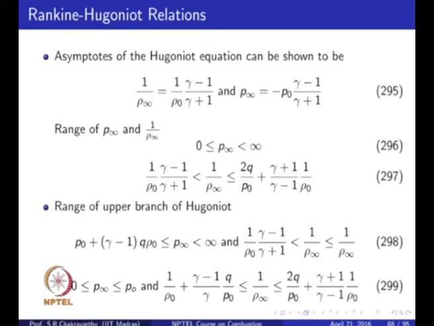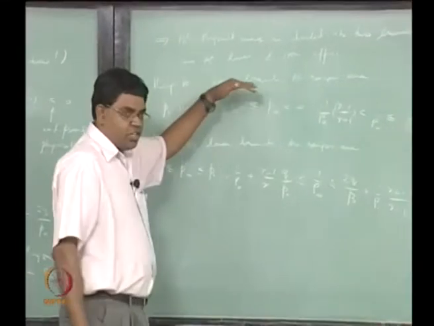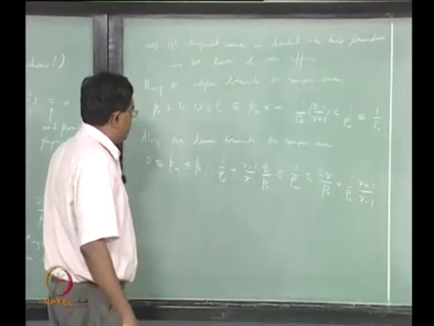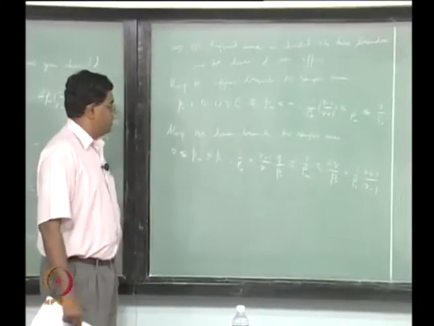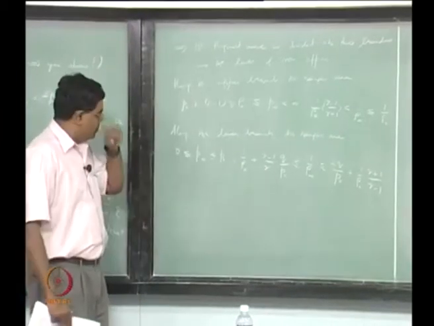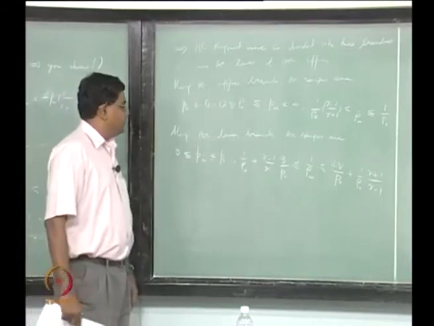Okay. Now as we noticed, we can clearly see from here that the upper branch corresponds to a compression wave that decelerates the flow, and therefore we call it a detonation wave. The lower branch is an expansion wave which accelerates the flow, and so we call it a deflagration wave. These are things that we noticed.